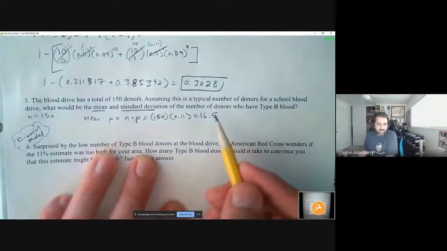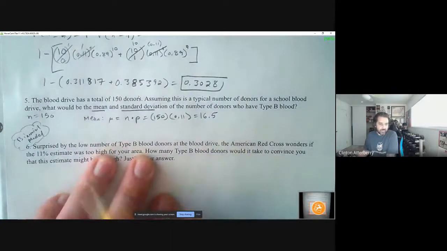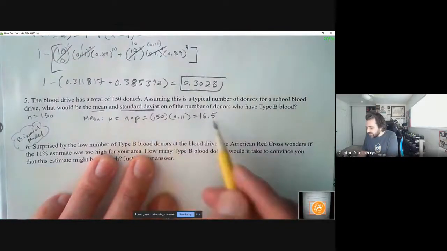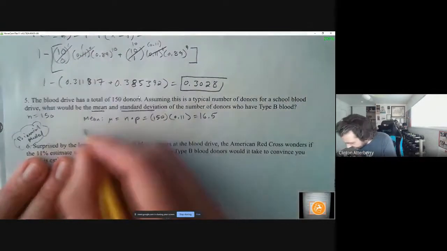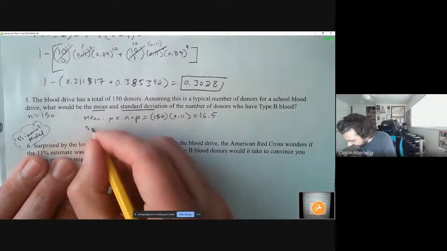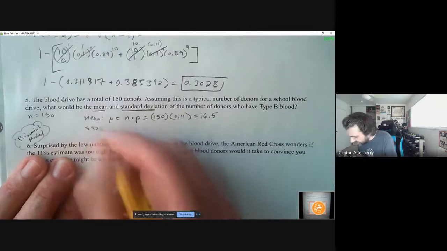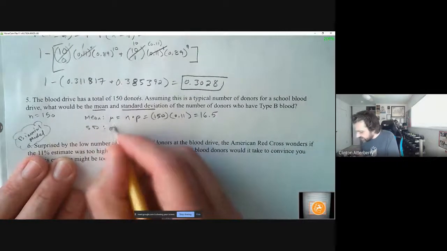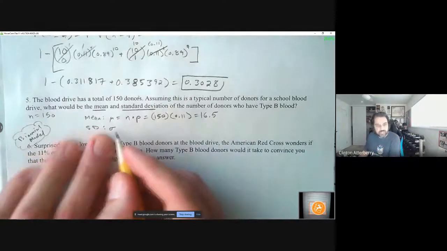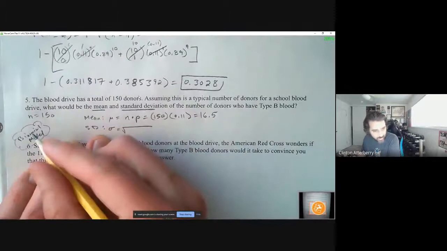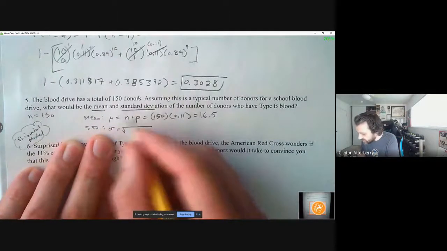Number 6 goes into the normal model, which we'll talk about when we get there. But 150 donors, bam, right there. So, standard deviation. You can write standard deviation as capital S, capital D, or lowercase s, lowercase d. They all mean the same kind of thing. But sigma, my standard deviation, is going to be the square root. We're using the binomial model, so the standard deviation is the square root of n times p times q.